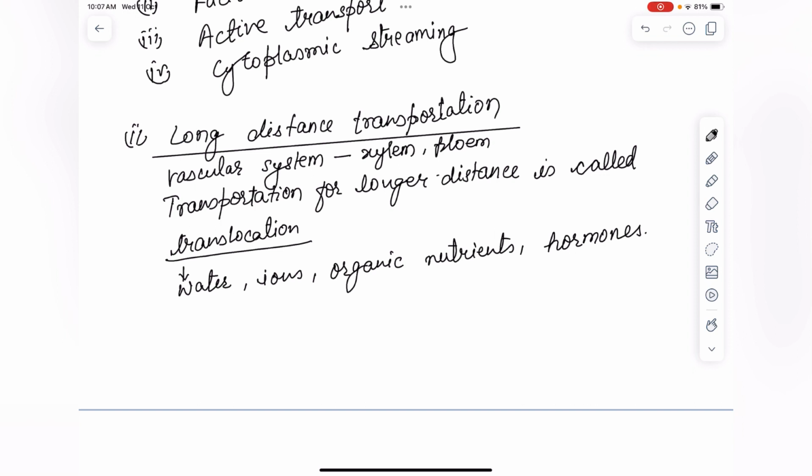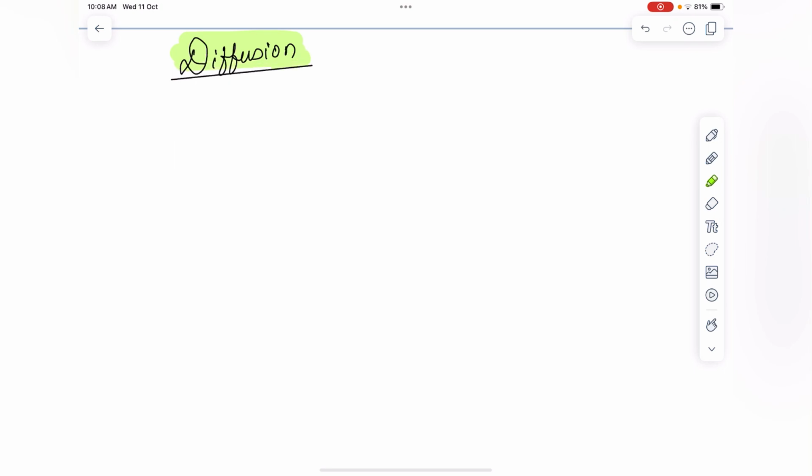So now I'll start with diffusion. This is shorter distance travel. Short distance, cell to cell, will be diffusion.